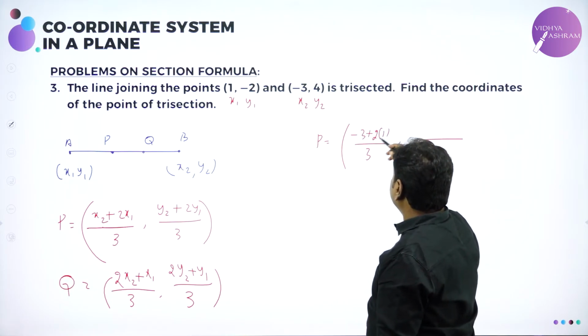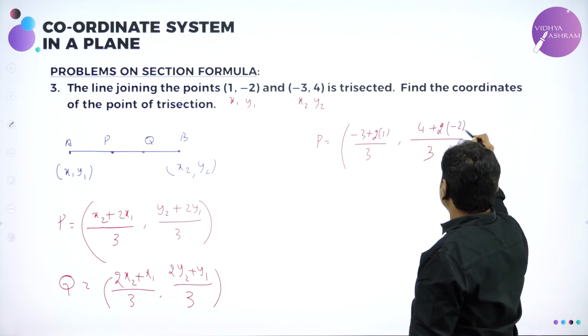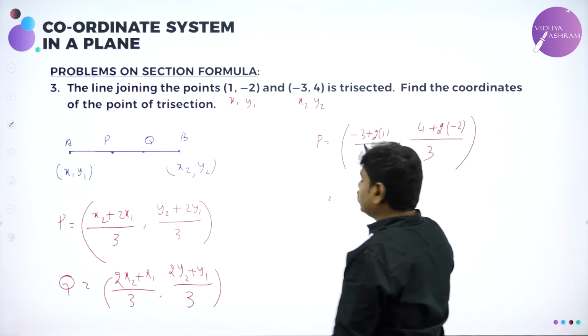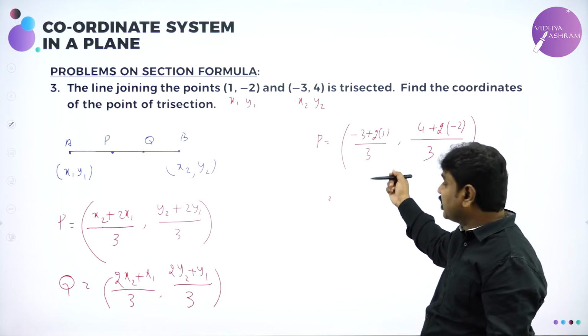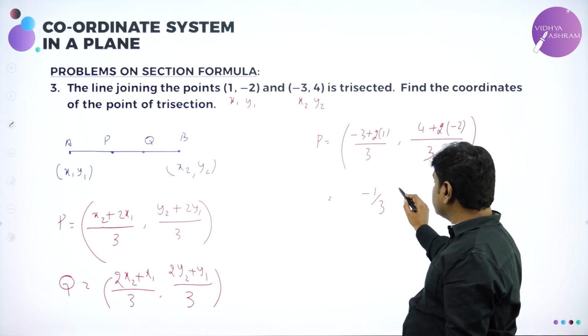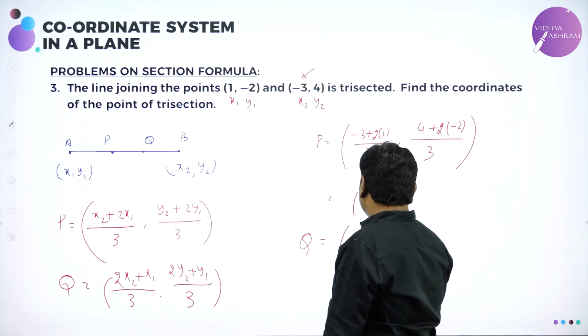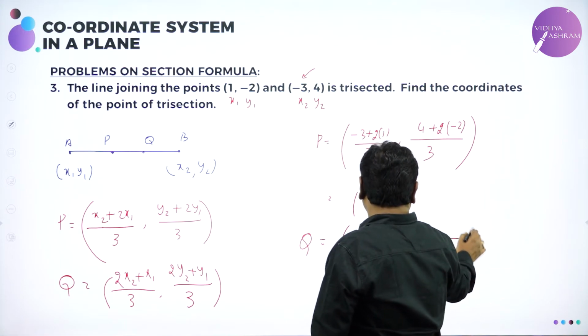Similarly, y2 is 4 plus 2 times y1. What is y1? Minus 2. So minus 3 plus 2 is minus 1, by 3, and 2 into minus 2 is minus 4, 4 minus 4 is 0. We will get P the same. And use the formula for Q, by 3 formula.